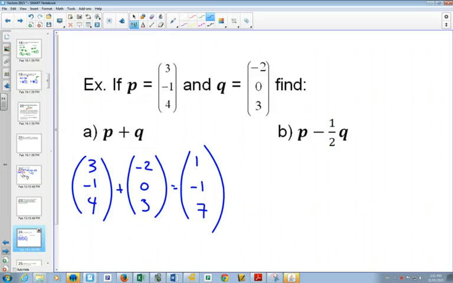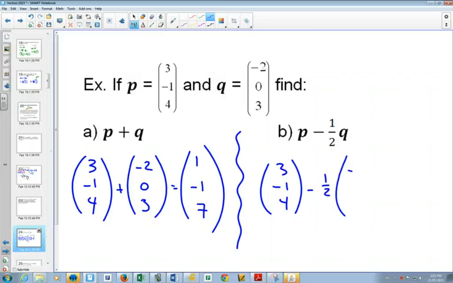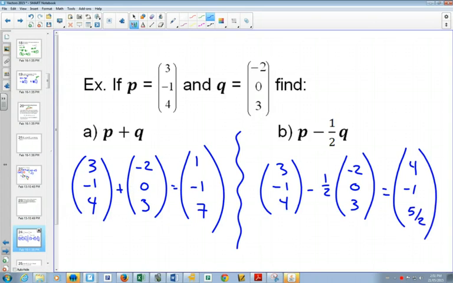One, negative 1, 7. Four, negative 1, and 5/2. Awesome.